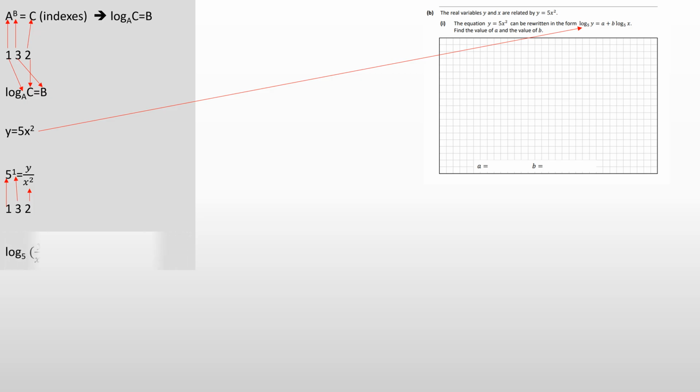So we just put it into logs. It will look like this. You have log, number 1, it's 5. Number 2, it's y over x squared. And then number 3 is 1. So that's how we turn it into logs. It looks good, but still does not look exactly like what we have. If the question was just turn it into logs, the question is done. But they want you to turn it into logs in that form. So we still have some simplification to do.